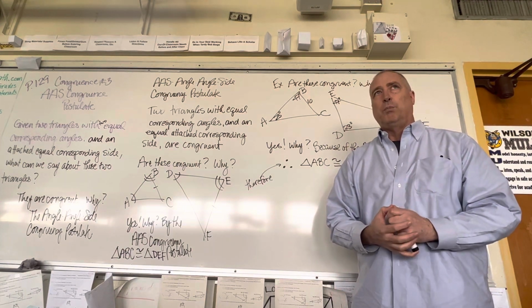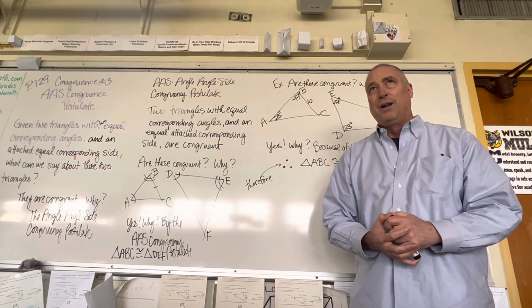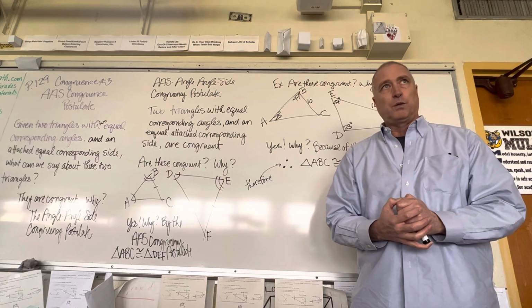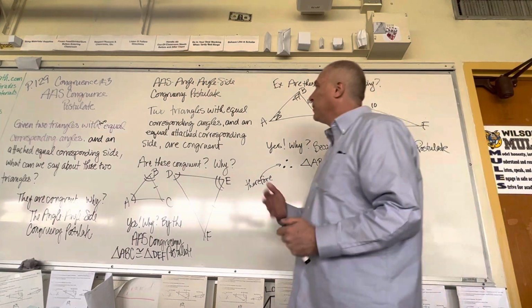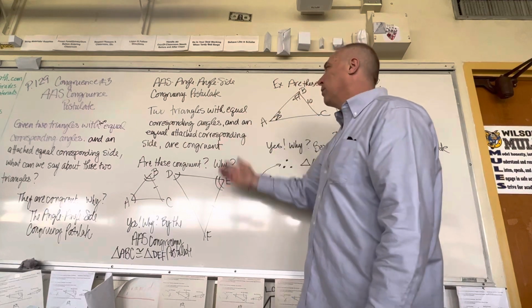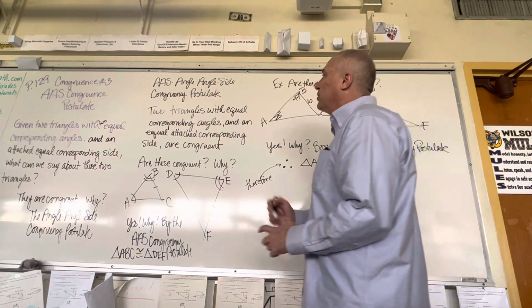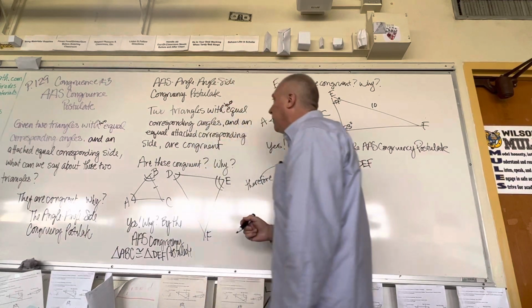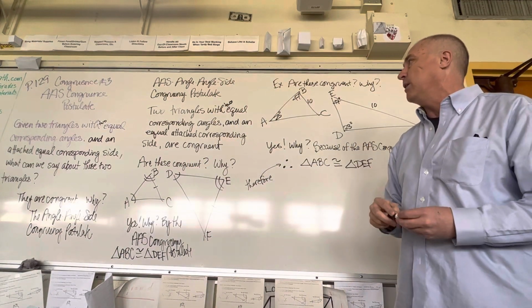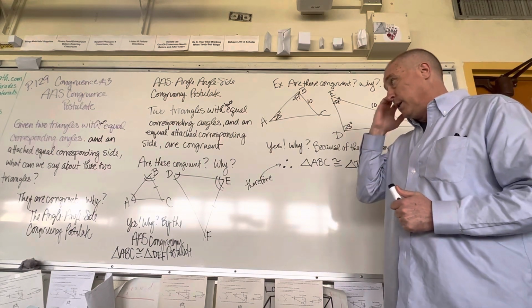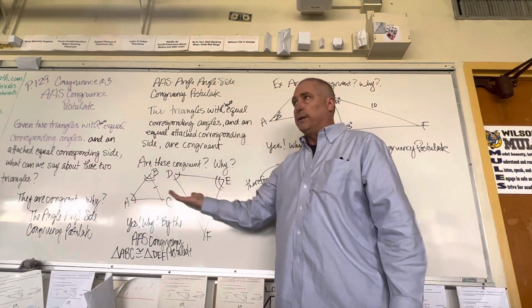I had never heard the word postulate before, and the word theorem. I had heard theory, but I hadn't heard theorem, which is specific to geometry. Okay, so it's a postulate, it's a definition: two triangles with two equal corresponding angles and an equal attached corresponding side are congruent. I'll show you that right now with a diagram. So, are these two congruent?